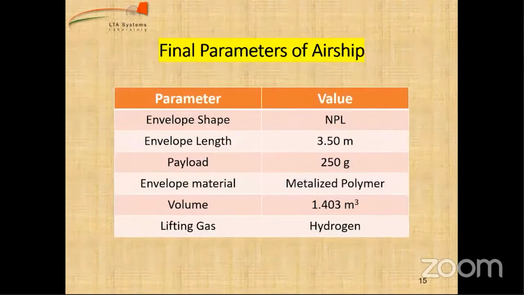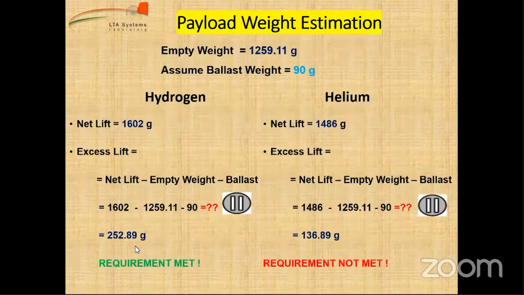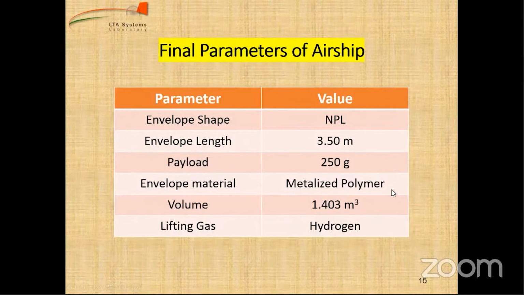I'm going to sum up that our airship was an NPL sheet. We arrived, the length was 3.5 meters. This was a payload requirement. The envelope material we selected was a metallized polymer. Volume, it was 1.4 meter cube, but it's okay. We just went a little up above that. It's okay. And currently, the airship that we can build can only have hydrogen with it. Also, one thing to note is that this margin is pretty low. That is true. This margin needs to be more. So we should decrease the ballast weight.